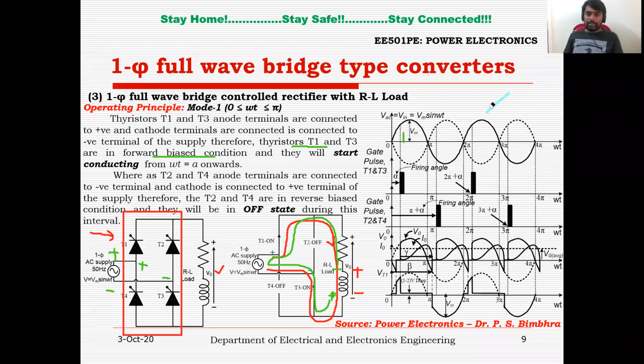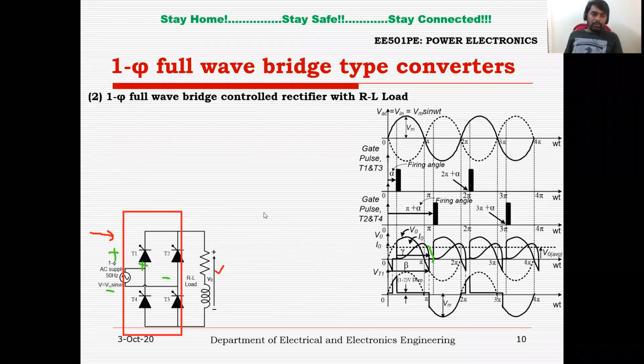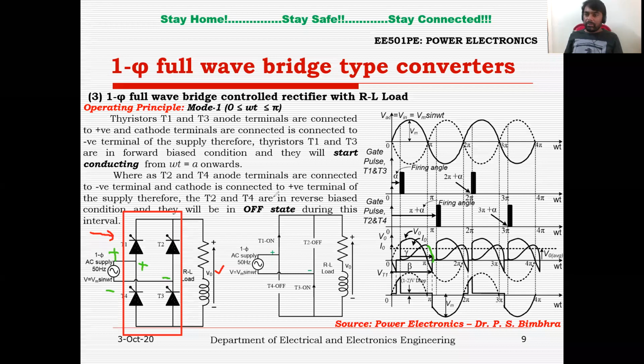Depending upon the value of inductance, the current may discharge here, or it may discharge here, or it may discharge here. Now here in this case, I have considered only a small value of inductance, so it is discharging at this particular point. The discharging time interval is less. Now, when you see the behavior of T2 and T4, they will be in reverse bias condition, because T2 anode is connected to negative, T4 cathode is connected to positive, so they are in reverse bias condition. So they will be in off state.